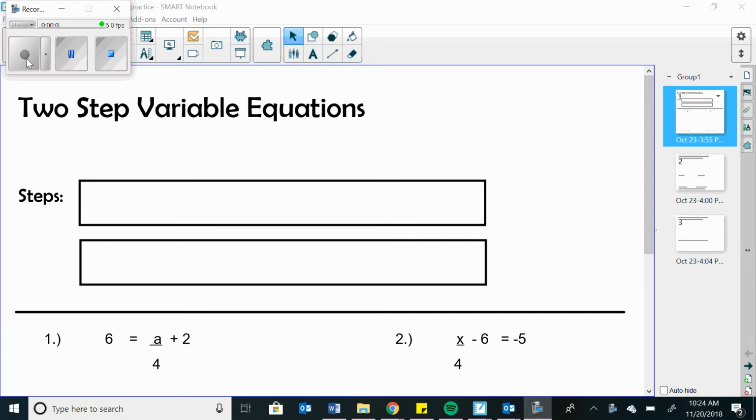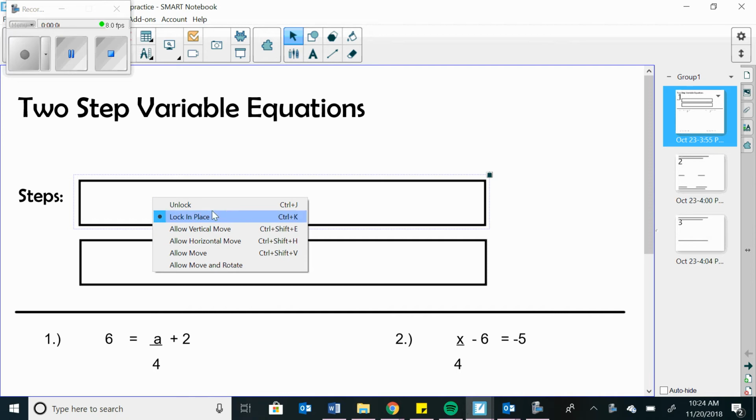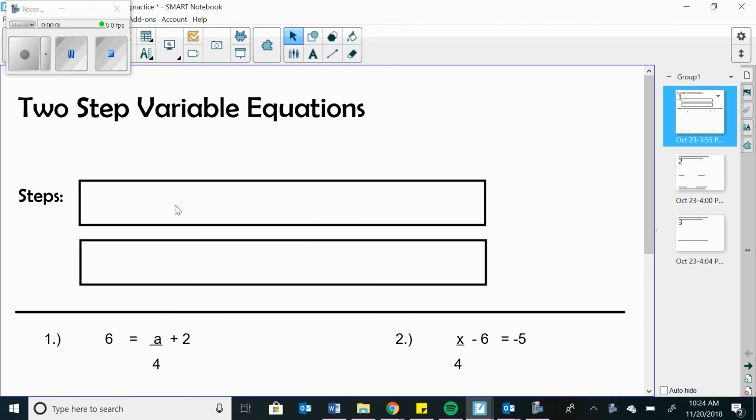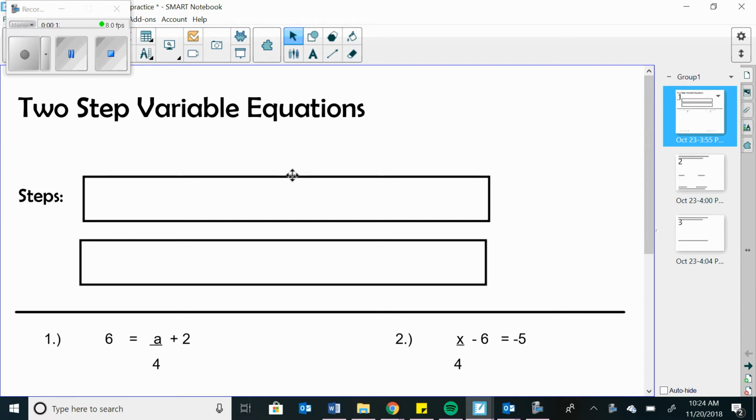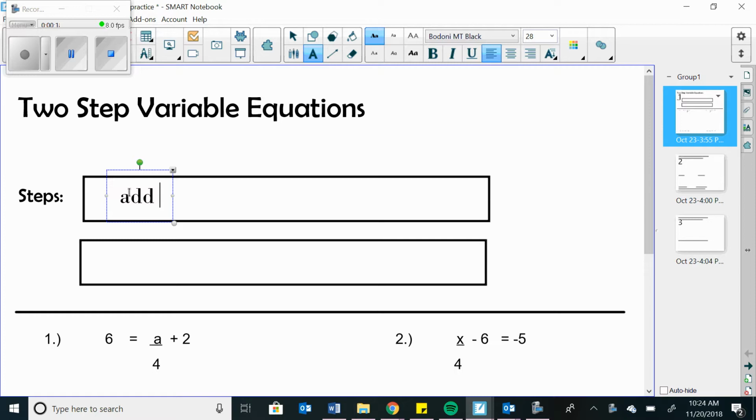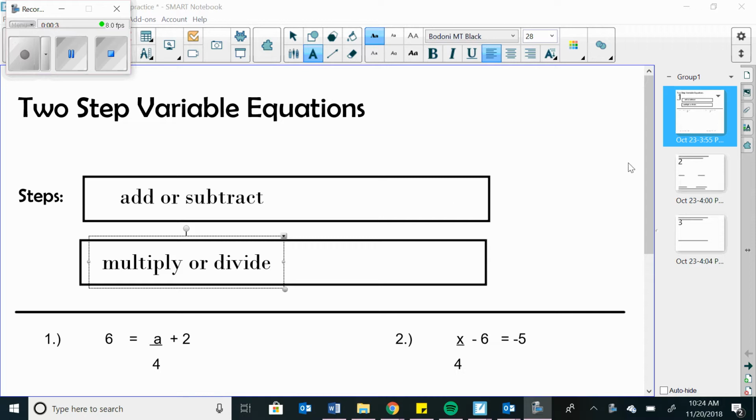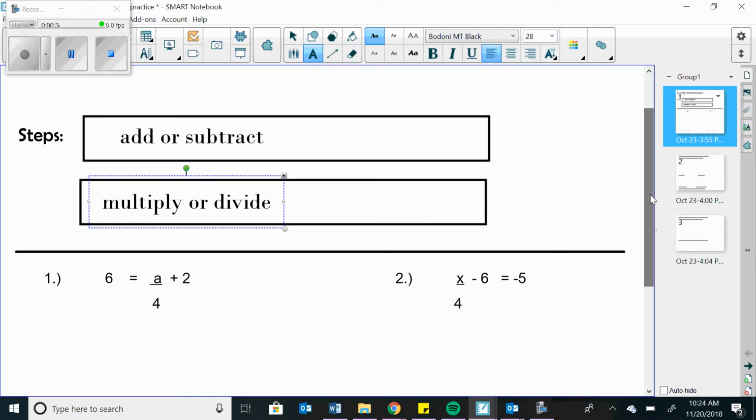Hello, here are some notes for two-step variable equations. The first thing that we do is add or subtract. And then the second step, when we have two-step variable equations, is to multiply or divide. So write that down, and then let's get some practice.